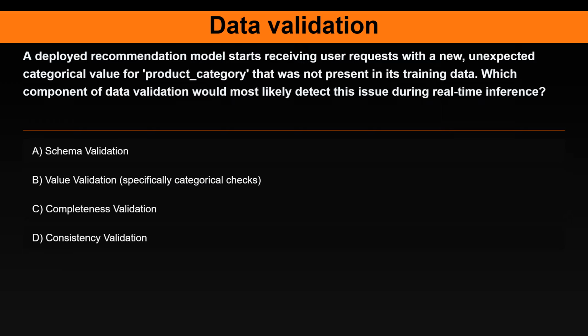Question 6. A deployed recommendation model starts receiving user requests with a new, unexpected categorical value for product_category that was not present in its training data. Which component of data validation would most likely detect this issue during real-time inference? Option A. Schema validation. Option B. Value validation, specifically categorical checks. Option C. Completeness validation. Option D. Consistency validation.